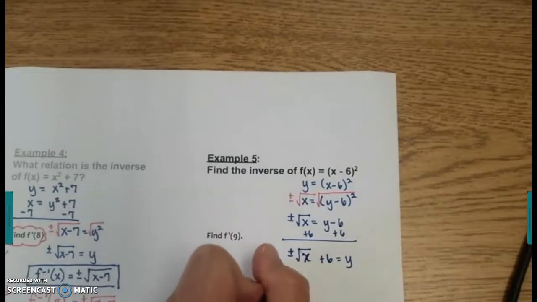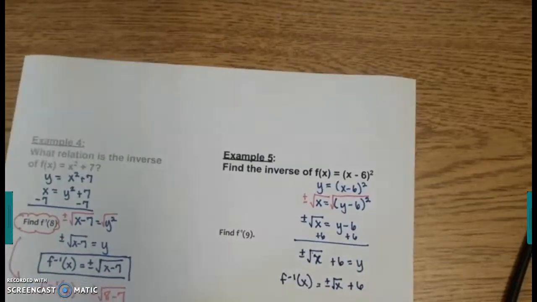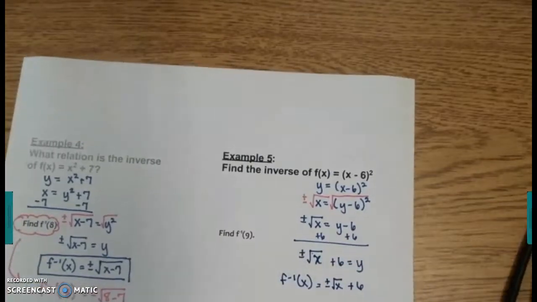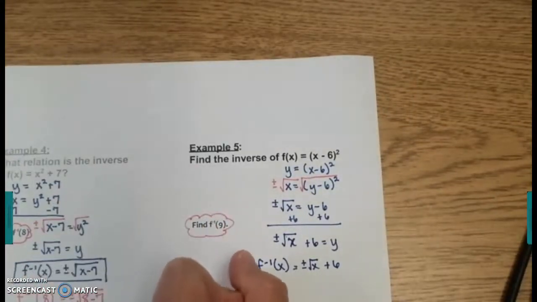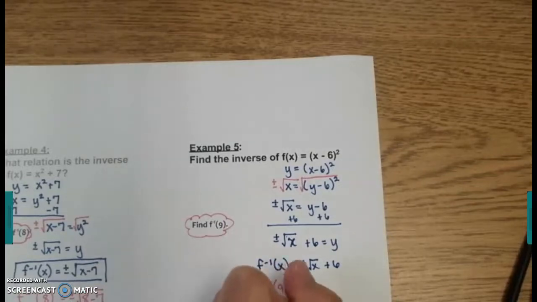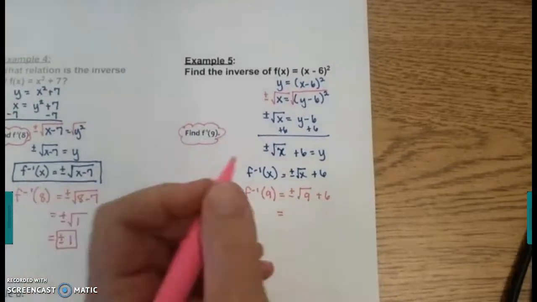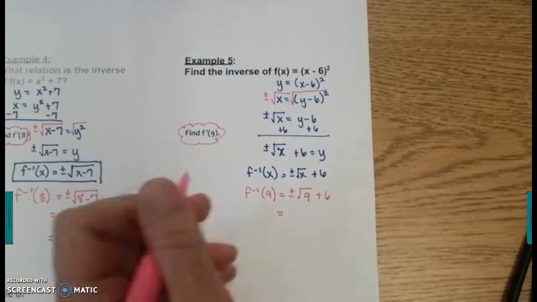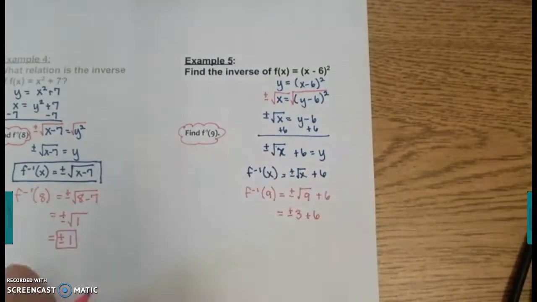Last step, inverse notation. And then it asks for the inverse of 9. So we're going to substitute 9 in for x. So you have the square root of 9. You have the square root of 9 is 3. So you have plus or minus 3 plus 6.